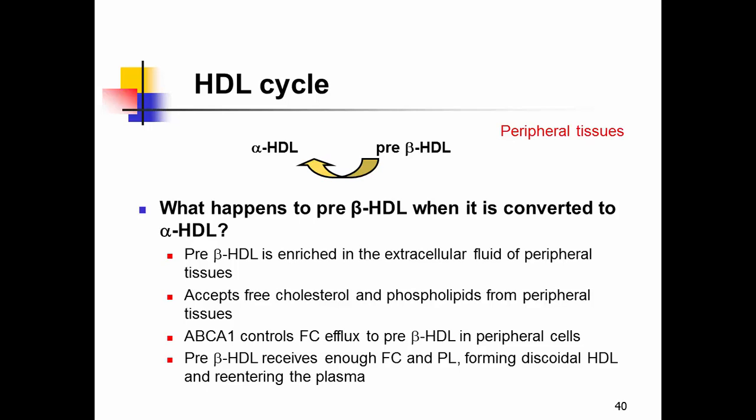And eventually beta HDL will receive enough free cholesterol or phospholipids, forming the discoidal HDL, and then re-enter the plasma for further metabolism.